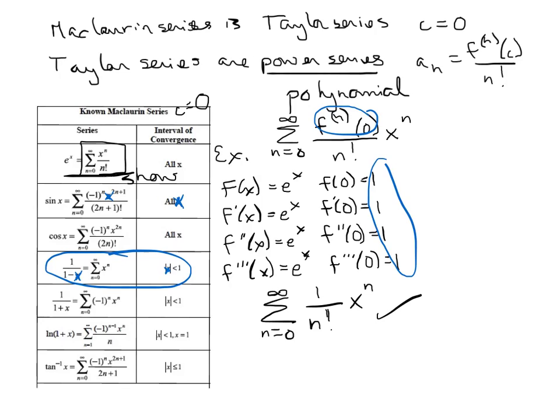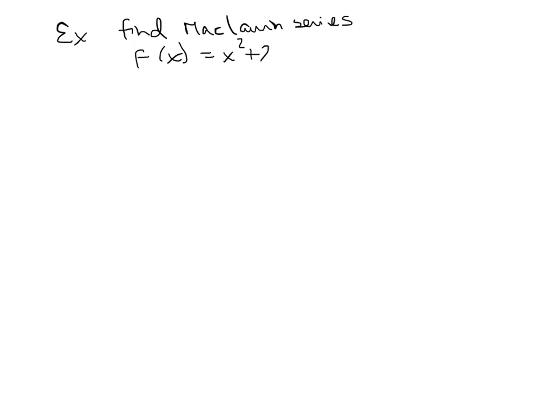Now that we have known Maclaurin series, we can use them to find all other Maclaurin series, very similar to what we did with power series. Well, this is exactly like what we did with power series. So as an example, let's find the Maclaurin series for f of x equal to x squared plus 2x e to the x.